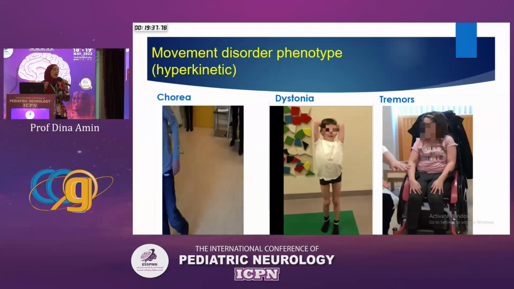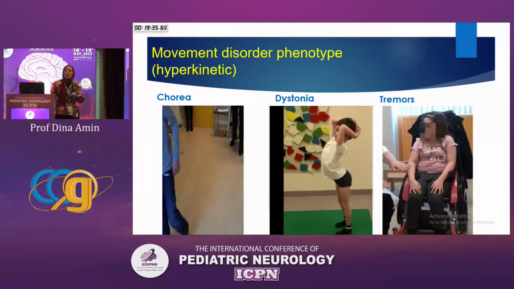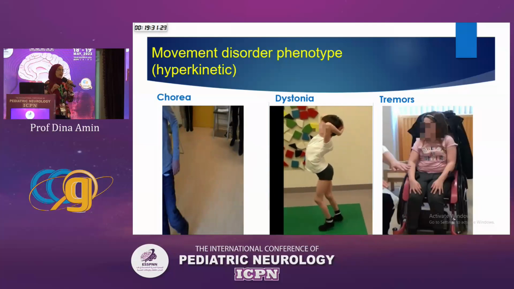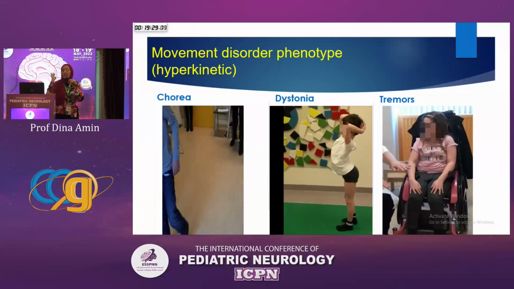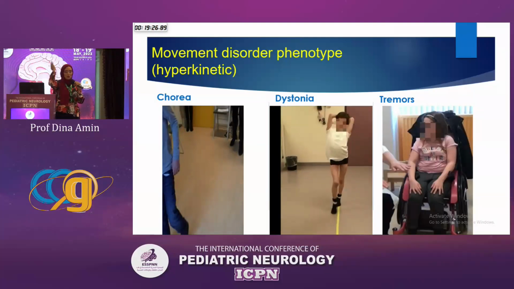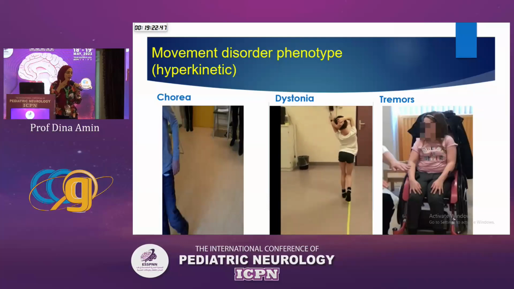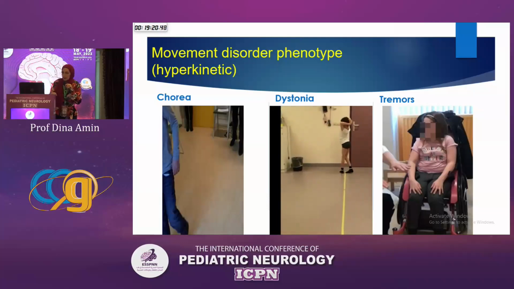spasticity, which can be diagnosed when we find velocity-dependent hypertonia and pathological reflexes. In this boy, you see that he has a retroflexion dystonia, and he has a sensory trick. It's well known that with dystonia, you can have a sensory trick: when you hold a certain part of the body or the face, the dystonia symptoms can be alleviated.